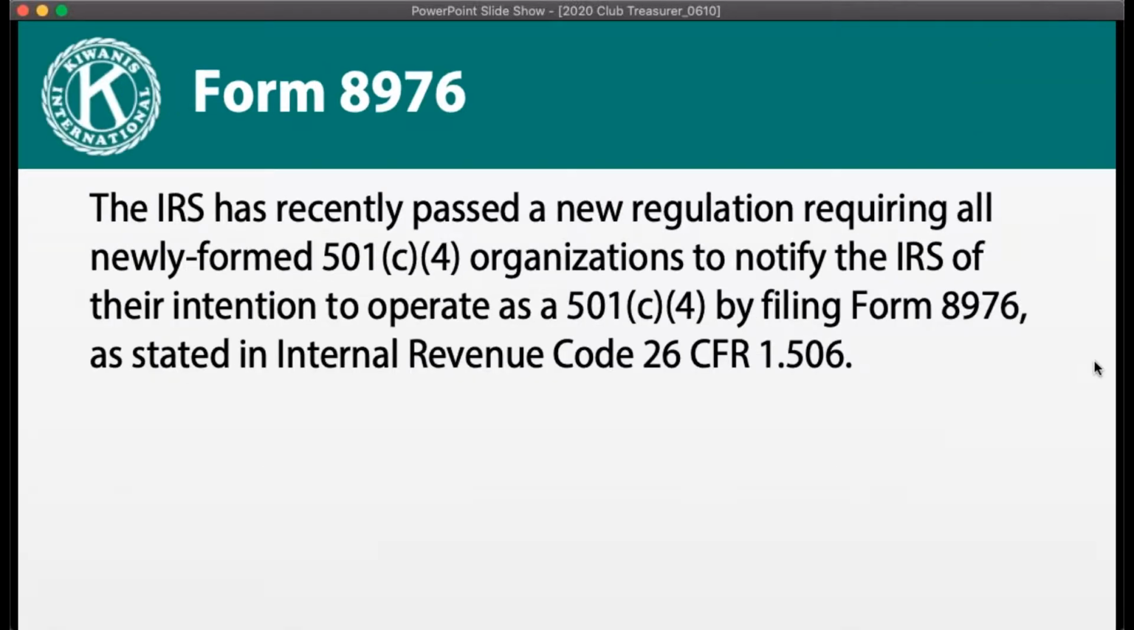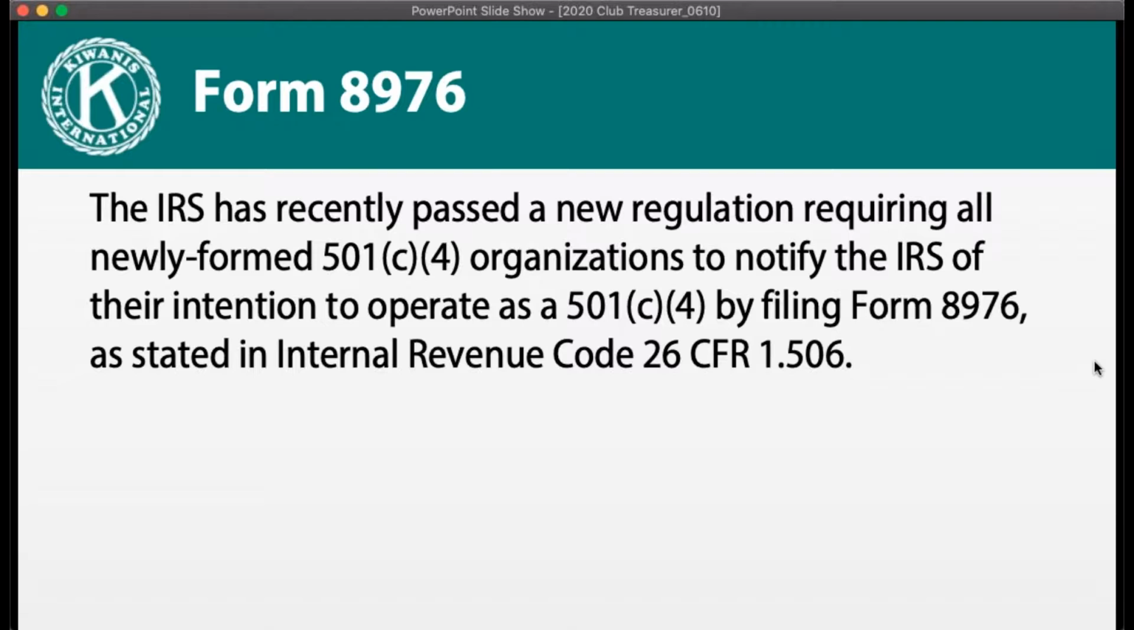The Form 8976 is another very hot topic. This was recently passed as a new regulation that required all newly formed 501(c)(4) organizations to notify the IRS of their intention to operate as one through this form. This is stated in the Internal Revenue Code 26 CFR 1.506. Currently, almost all Kiwanis clubs within the US operate as a 501(c)(4) organization.